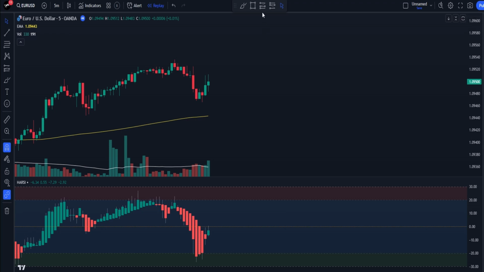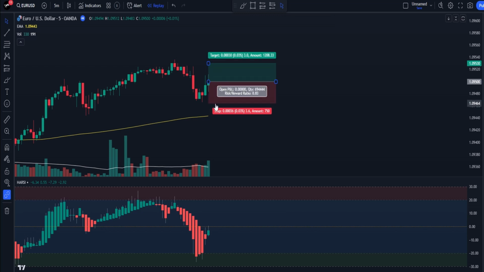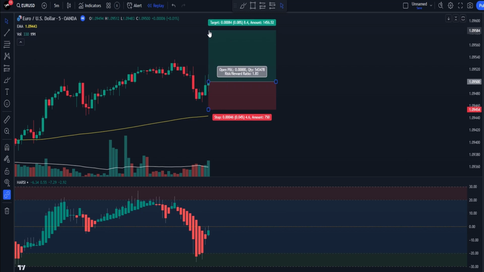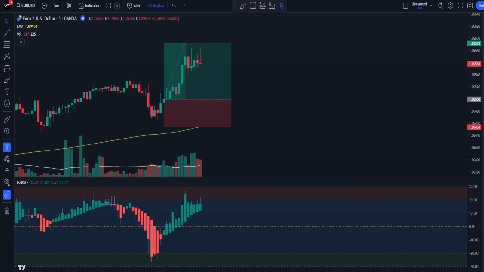Considering these collective indicators, it's opportune to initiate a buy position. To mitigate risk, a stop loss will be set at the recent swing low. As for the take profit, a prudent approach entails targeting a 2-to-1 risk-to-reward ratio. Let's now observe the trade's development.